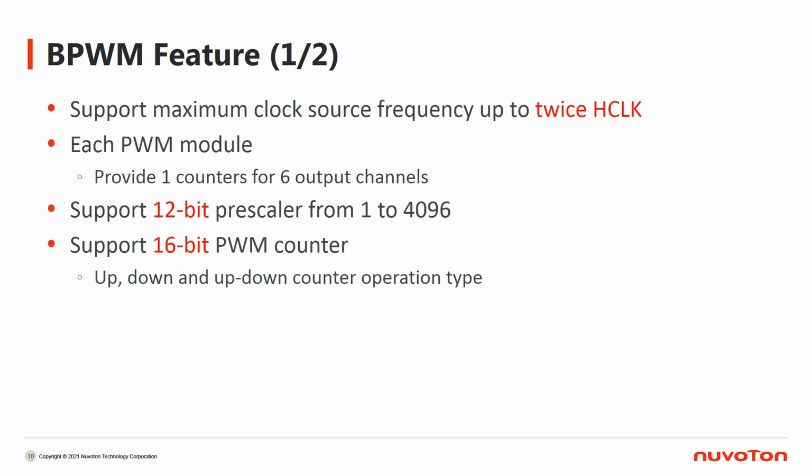Besides PWM, we also support BPWM, which is basic PWM. Most of the features of BPWM are the same as PWM. The difference is that BPWM only provides 1 counter for 6 output channels. Unlike PWM, it doesn't support complementary channels.